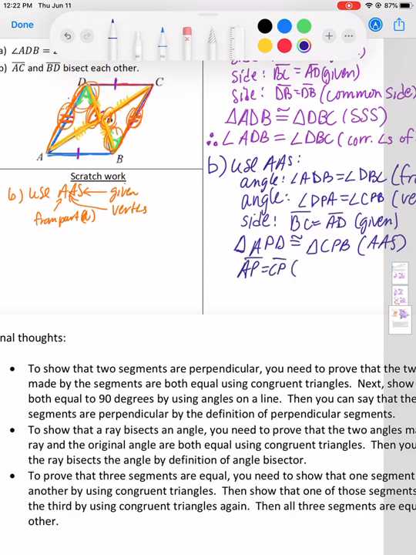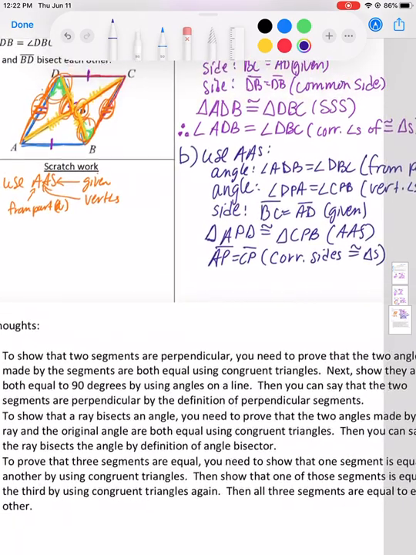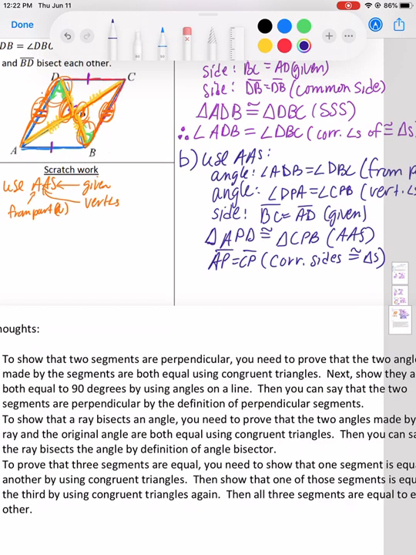Okay. We know that that's true from corresponding sides of congruent triangles. The next one is the DP and BP one. DP is equal to BP, the shorter of the two sides that make up the diagonal. Corresponding sides of congruent triangles.